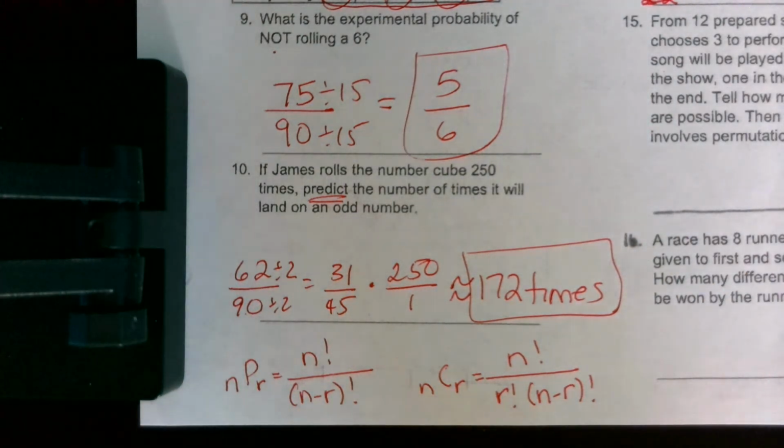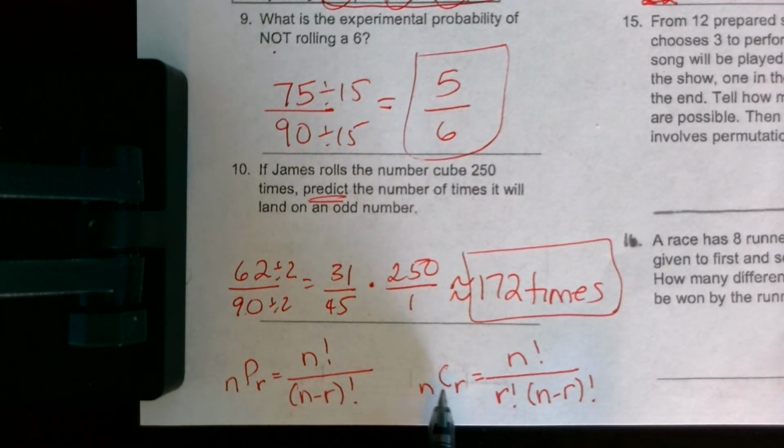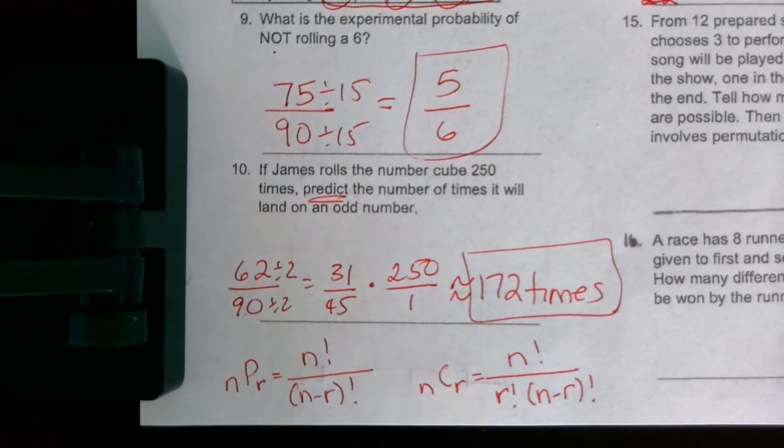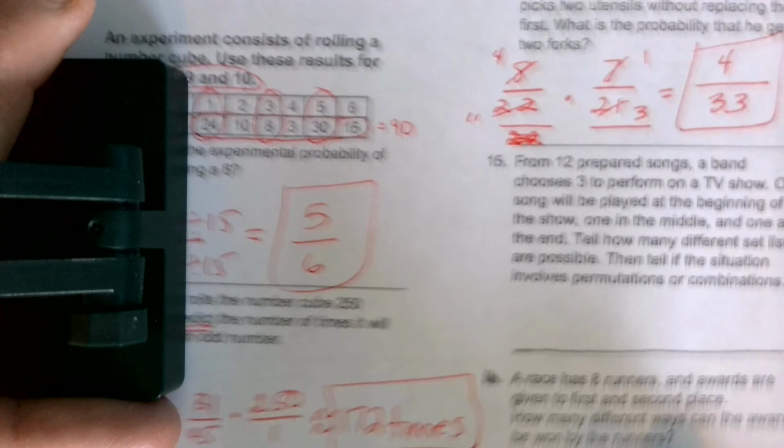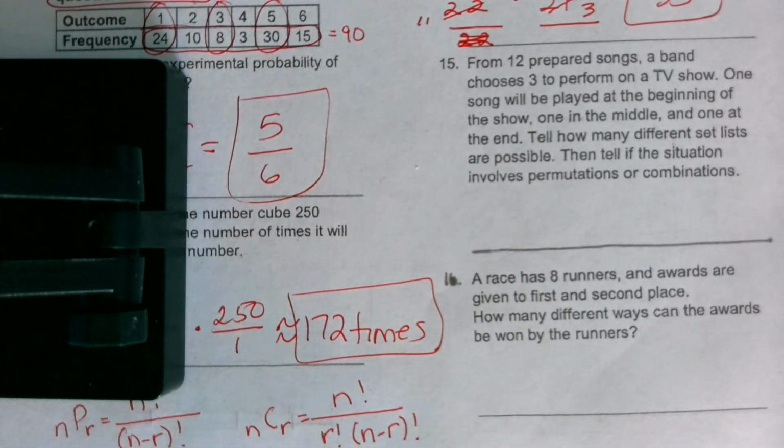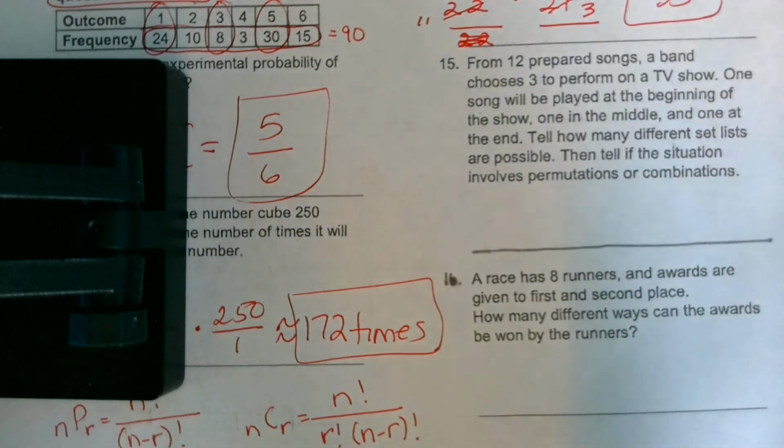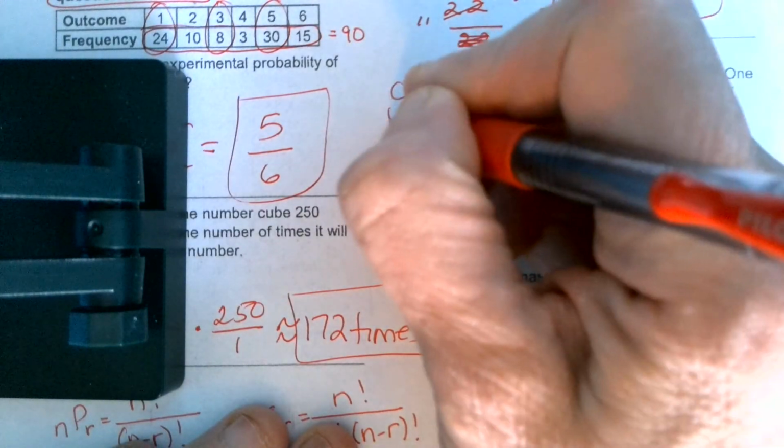Now you need to know how to use that, don't you? And you need to know when to use it. The P stands for permutation. This is combination. And one of them, the order matters. And so let's go back to our problem and talk about that. In 15, the order matters because they're saying one's going to be played at the beginning and one's in the middle and one's in the end. And they want to know how many different set lists are possible. So that's implying that they could use the same 3 songs and rearrange it differently, and it would count as another whole way. Okay? So that is a permutation because the order matters.